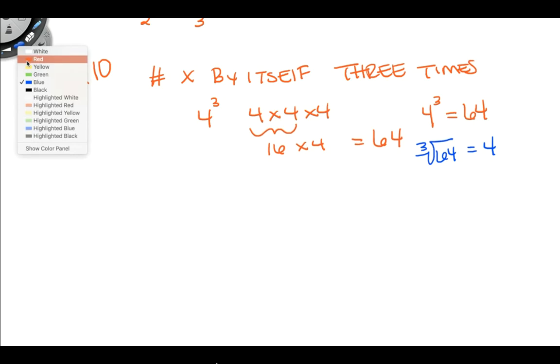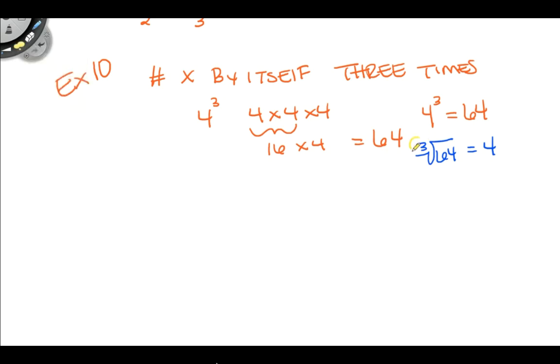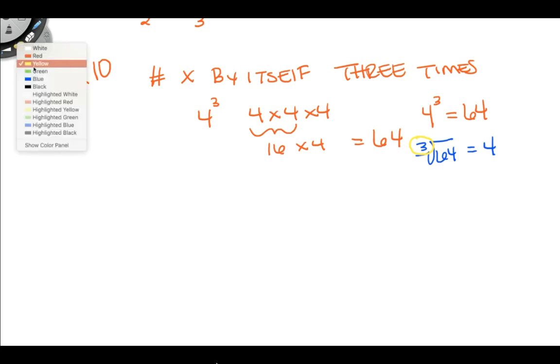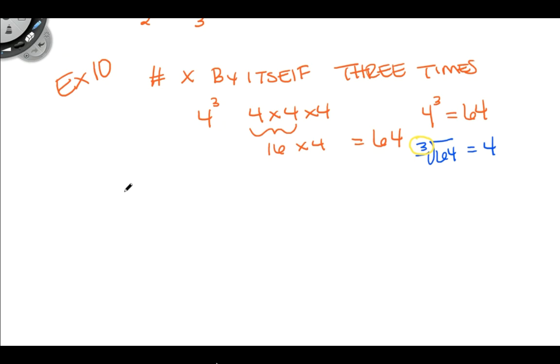Now, one thing that you want to make sure you do is include this little 3 right here on your root. Because without that 3, you're telling me the square root of 64 is 4. So always make sure you have that little 3. So now let's actually do number 10. My example for number 10 is 6 cubed.